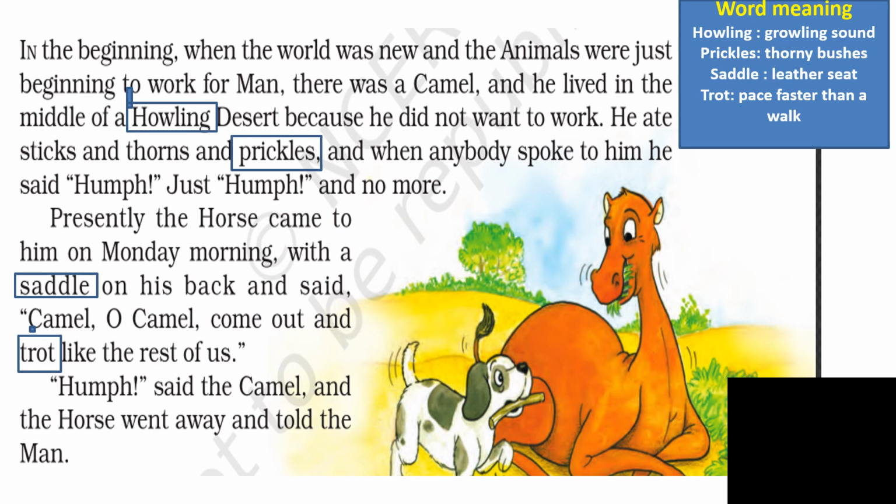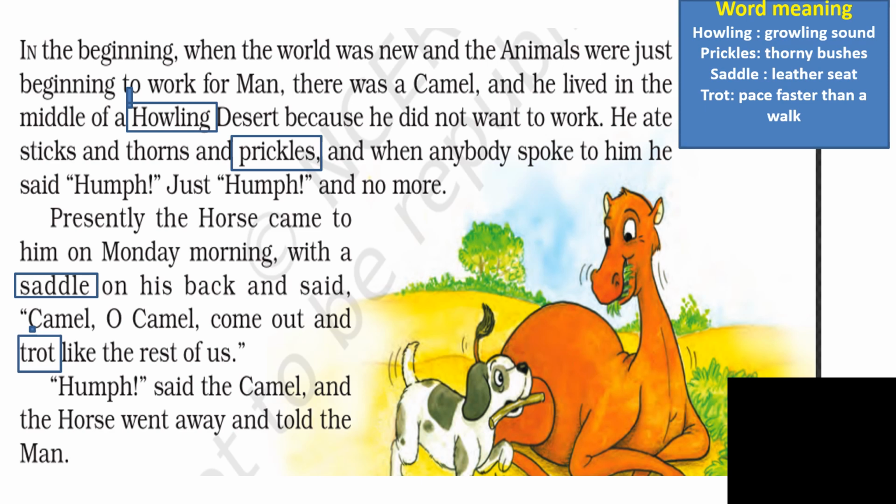In the beginning, when the world was new and the animals were just beginning to work for man, there was a camel and he lived in the middle of a howling desert. Students, the meaning of howling is a growling sound, because he did not want to work. That is why he lived there alone in the desert. He ate sticks and thorns and prickles, because in the desert nothing is there except sticks, thorns and prickles. The meaning of prickles is thorny bushes.